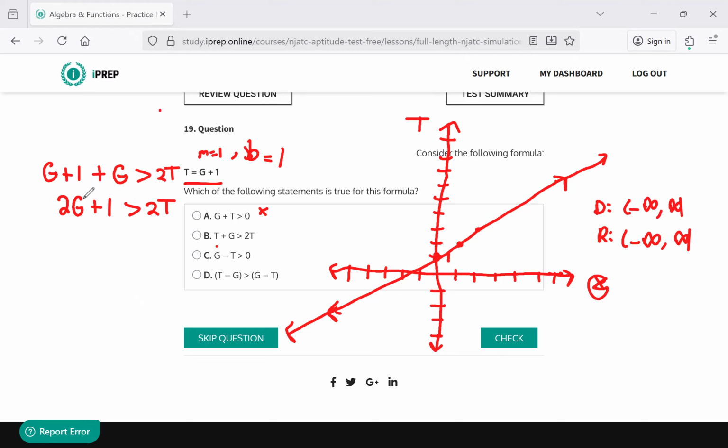Whoops. What I would do is replace this t with g plus 1. So it should be 2 times, and replace t with g plus 1. So that's 2g plus 2. Now, what I notice is they both have a 2g, so you could just ignore that, and you're just left with the statement 1 is greater than 2. Is this true or false? False, right? 1 is definitely not greater than 2.